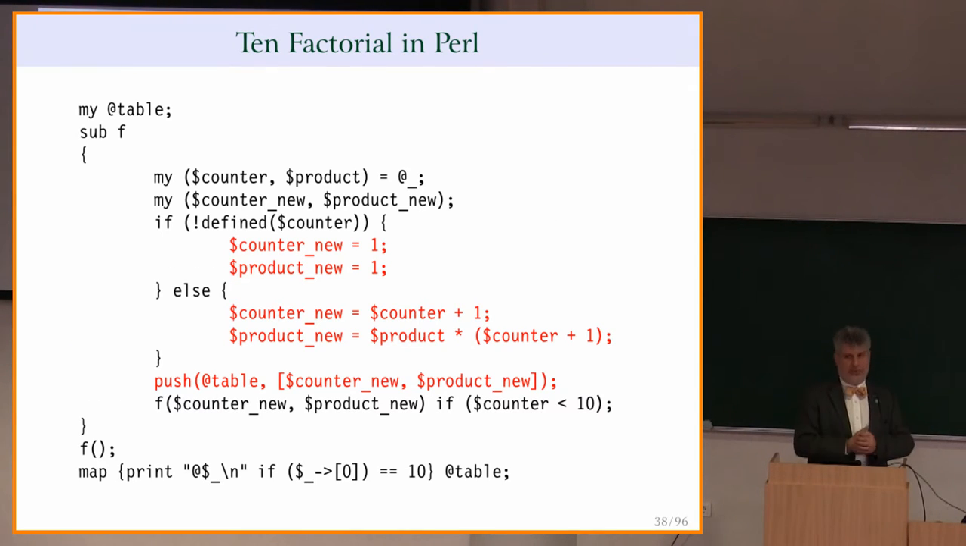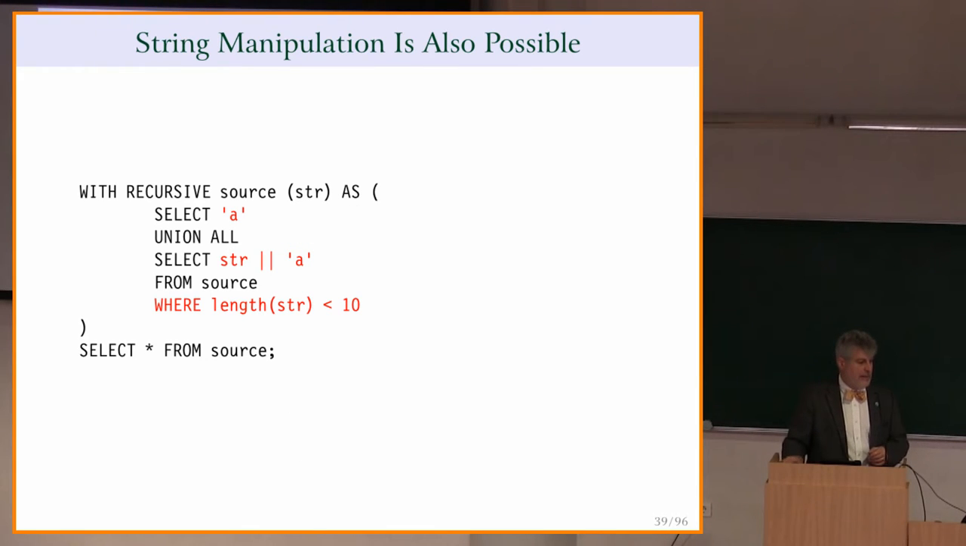This is how you would do it in Perl. Basically, you would have a function f, and it would create a subroutine f, and here is the recursion right here, at this line right here. It starts at 1, 1, and then it's computing the factorial over and over, pushing it onto an array, and then at the bottom it just prints the array, or the last row of the array. So, kind of interesting, but that's how you do it.